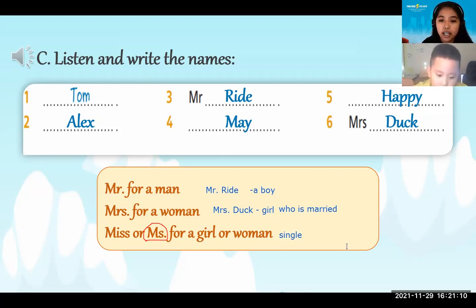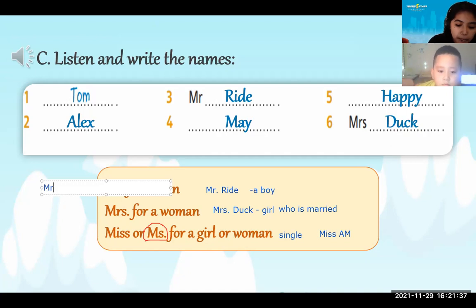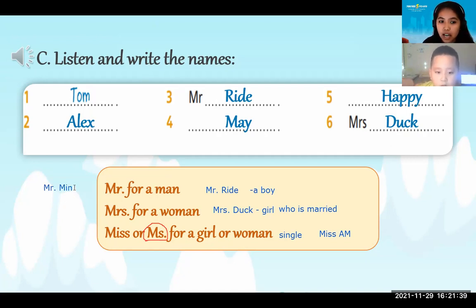For example, here we have Miss Am. Okay, Miss Am is me. I am called Miss because I am a girl or a woman who is single. Okay, just like you. For example, we have here Mr. I will put you here Mr. Min, because Min is a boy.